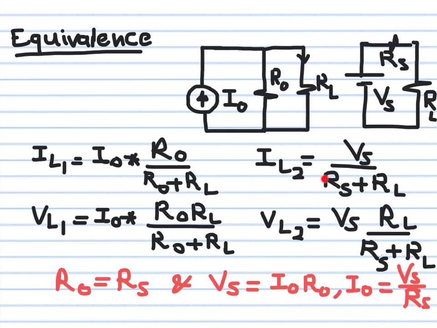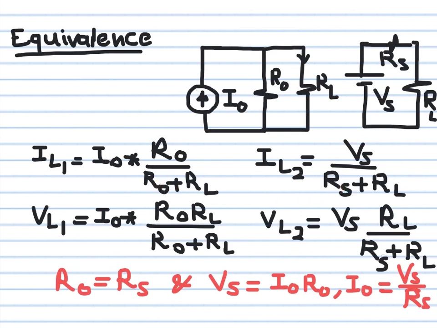Take a look at these two currents. If I want these two currents to be equivalent, I can make Rs equal to R naught and Vs equal to I naught R naught. And this is what we said earlier. V Thevenin is equal to I Norton R Norton, and R Thevenin is equal to R Norton.